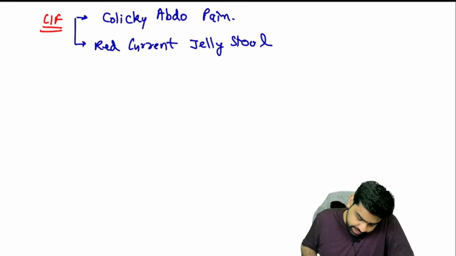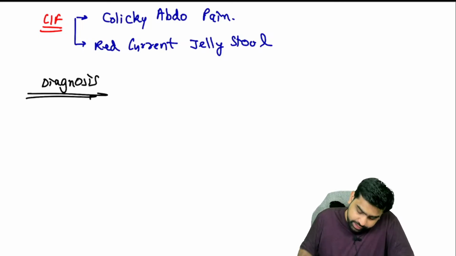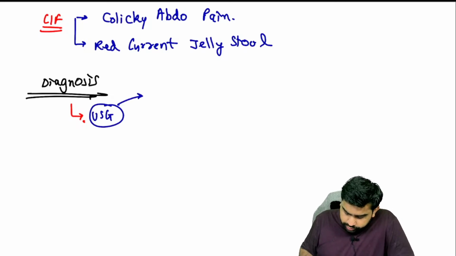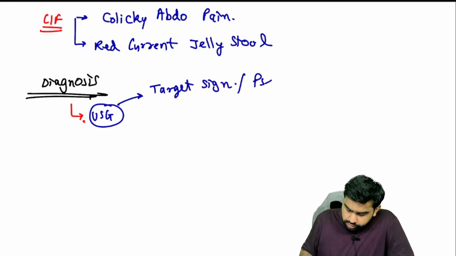Now, when we talk about the diagnosis, how can you make the diagnosis of these particular patients? So what are the different things which you have for the diagnosis? You can do an ultrasound. What are you going to find on an ultrasound? On the ultrasound, you can find a target sign, or you can find a pseudo kidney sign.